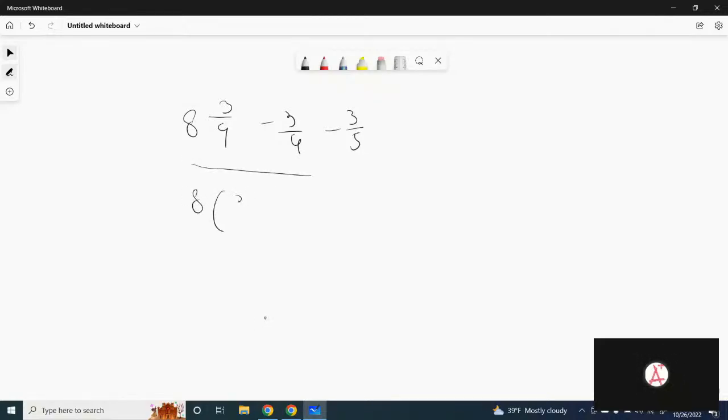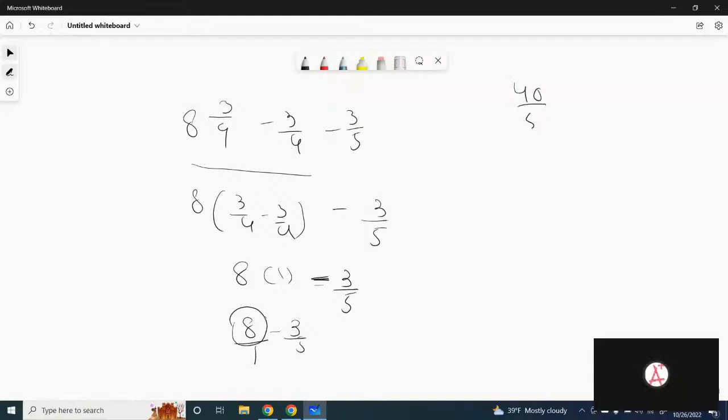8 is the whole number, and 3 by 4 subtract 3 by 4 is 0, so you're left with 8. Then 8 subtract 3 by 5. First of all, you have to make their denominators the same. So multiply 8 by 5, which is 40. 40 over 5 minus 3 over 5. Got it? So 40 minus 3 is 37 over 5. Just select the correct option and then click on the OK button.